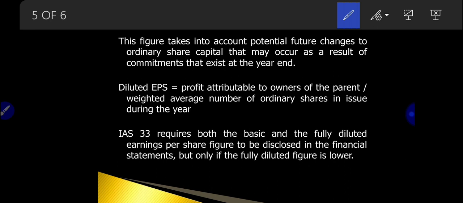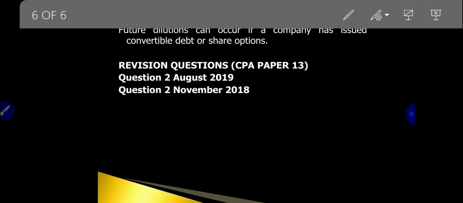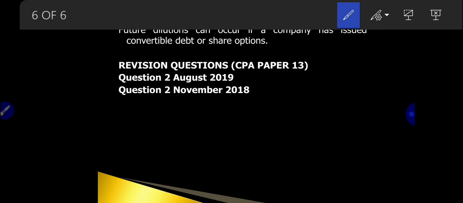Now, how would we calculate diluted earnings per share? The formula is still the same as that of the basic earnings per share. However, here we have to make some adjustments for the potential ordinary shares. Of course, we have to do some computations. We have to look at the mathematical part of it, and we see how we can calculate the basic earnings per share as well as the diluted earnings per share, how to deal with the complexities of bonus issues, rights issue, and full market price issues. Let us have a look at these revision questions and we see.